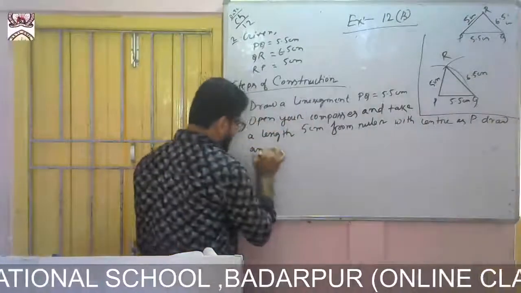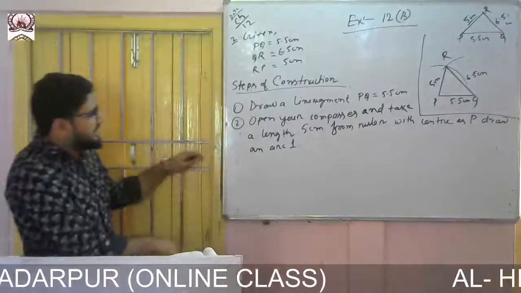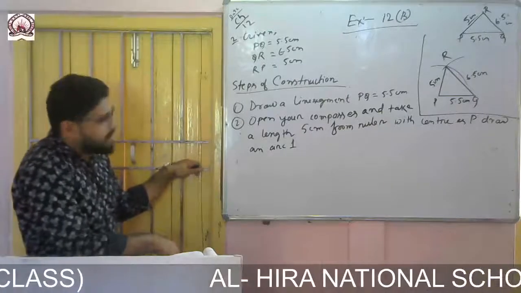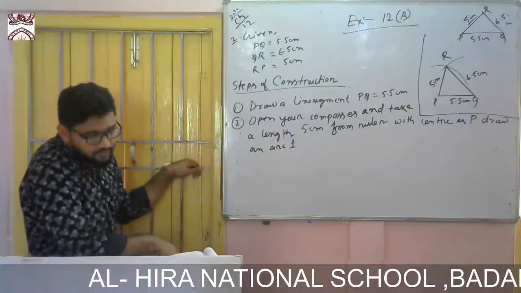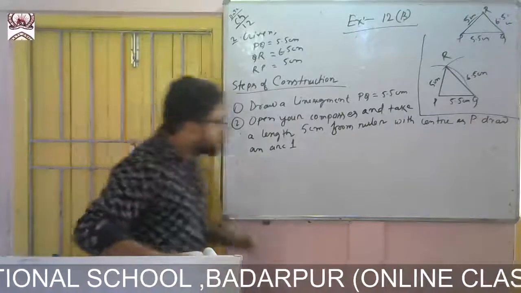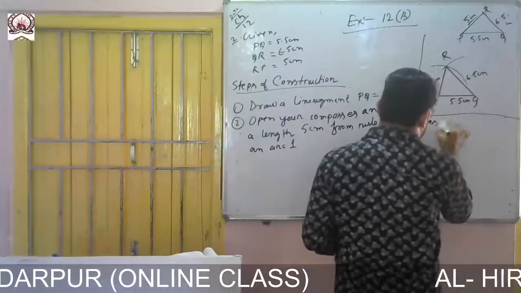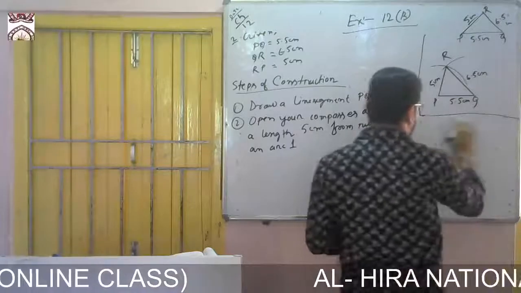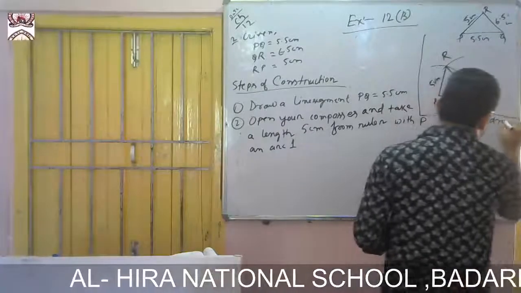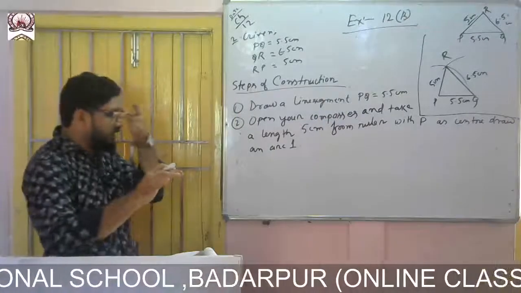With P as center, draw an arc, arc 1. So repeat the same thing at Q. So write.